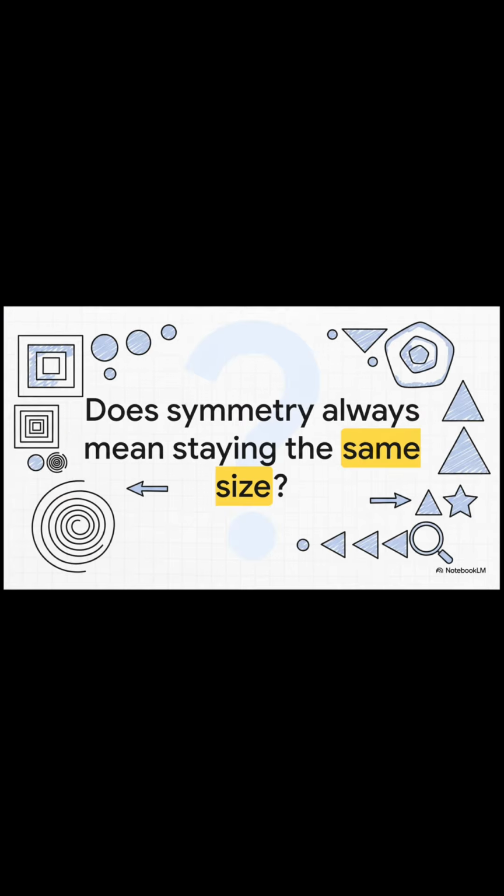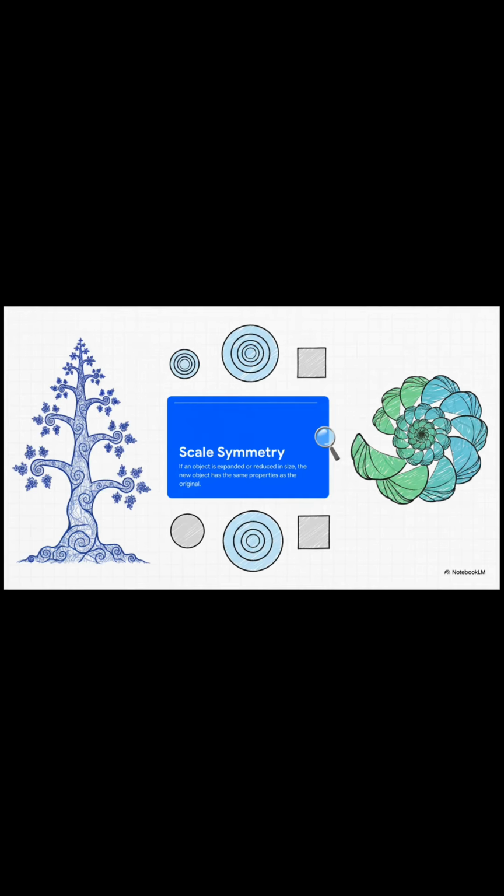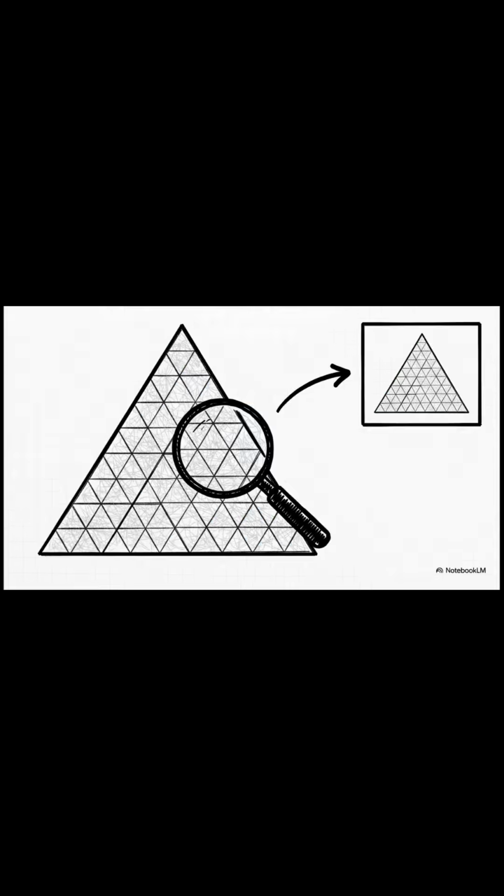But wait, does symmetry always have to be about keeping the same size? Let's mess with that idea. This brings us to scale symmetry, or self-similarity, a pretty wild concept actually. The perfect example of this? Fractals. You can zoom in forever, and the pattern just keeps repeating itself. You find this hidden order in things that look totally chaotic, like a coastline or even a bolt of lightning.